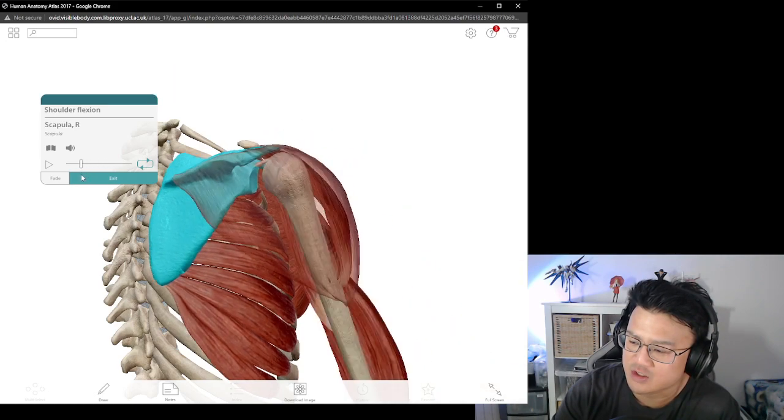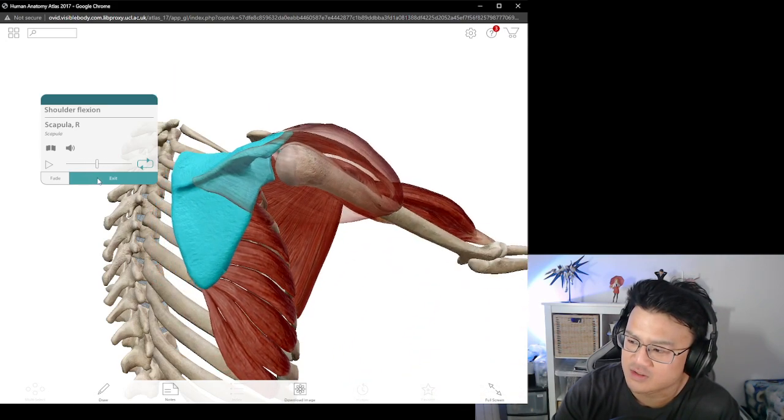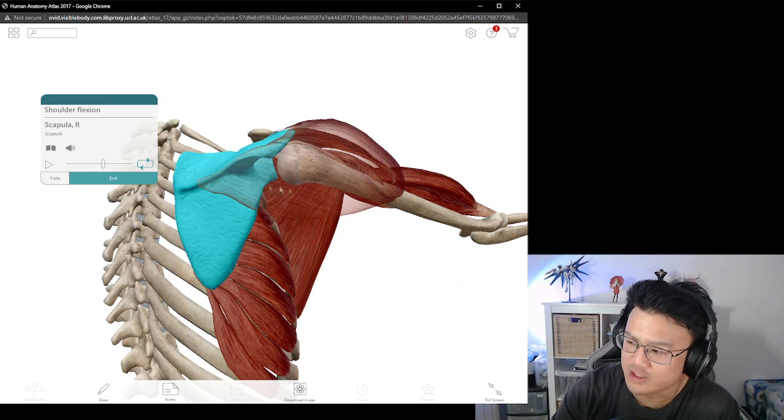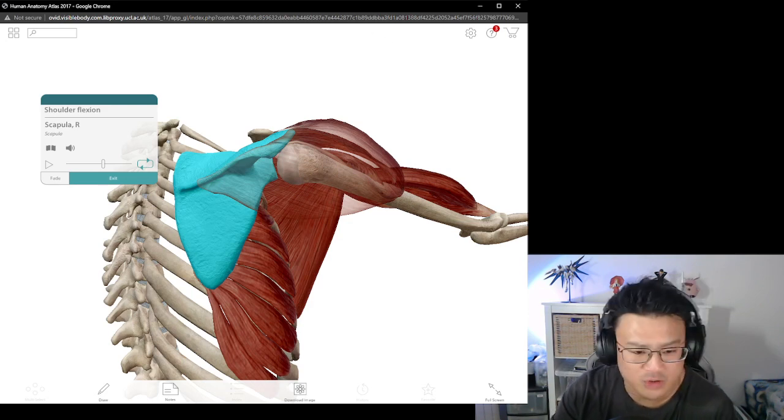Okay, so you can see here the shoulder blade comes up and rotates around. And annoyingly, the animation just stops there, but of course you can probably imagine the shoulder blade will just rotate even higher upwards as the humerus goes beyond shoulder height.